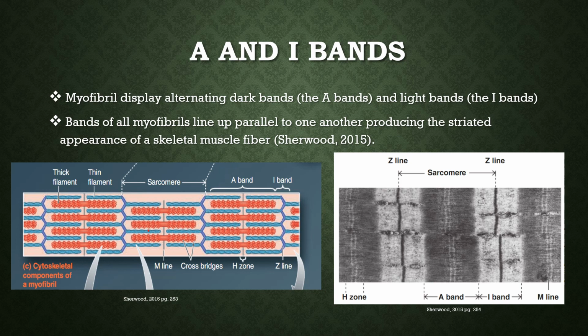The I band consists of the remaining portion of the thin filaments that do not project into the A band. And we can see here on the image to the right and left the I and A bands and where they're located.